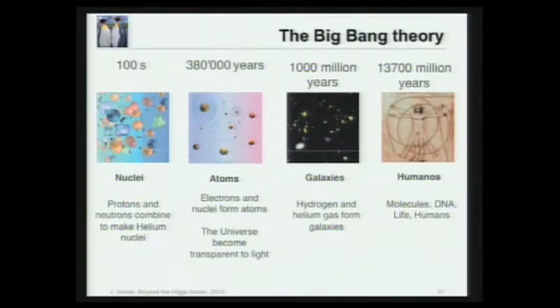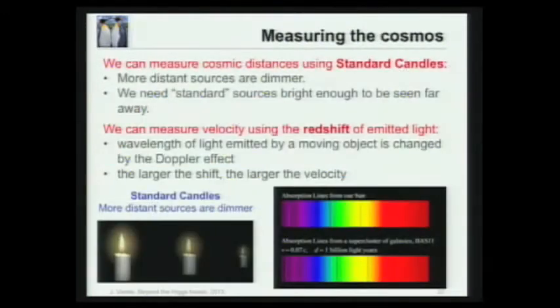It means before, if I have charged particles, the photons interact with charged particles, and so they interact very rapidly, so they cannot propagate without interacting. Once the atoms are formed, all these components are neutral, they have no charge, atoms have no charge, so the light can go through without problems. And then we have galaxies and we have humans after that. Okay, so these are the various stages of the Big Bang.